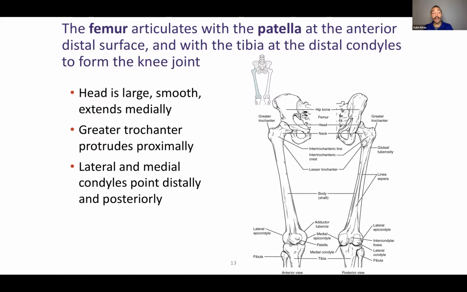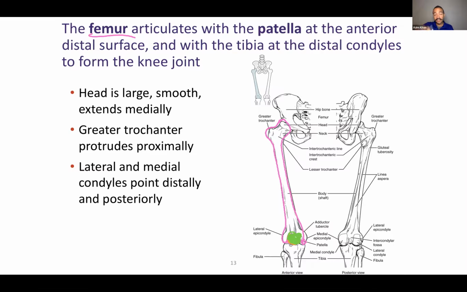The femur is the largest bone in your body. The femur is your large thigh bone. The patella is sitting on the anterior portion of it. Let me color it a different color. Sitting on the anterior portion, nestled in a little nook that we'll see in a minute, at the anterior distal surface.